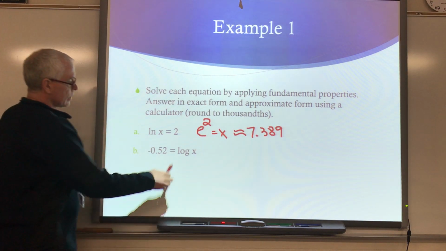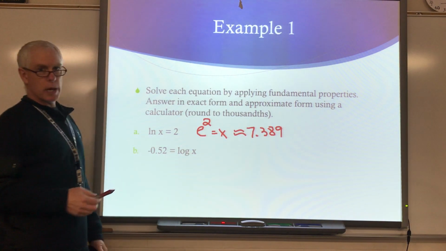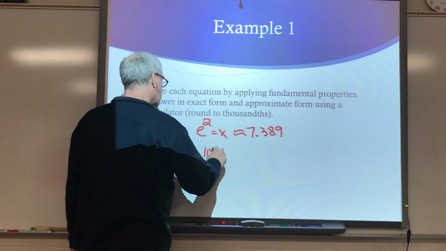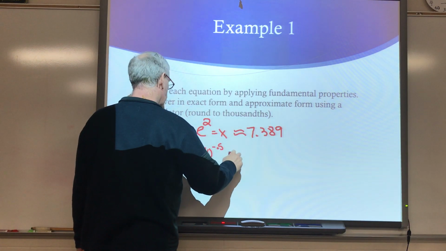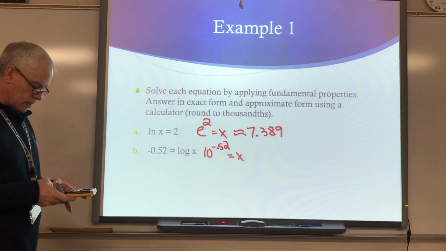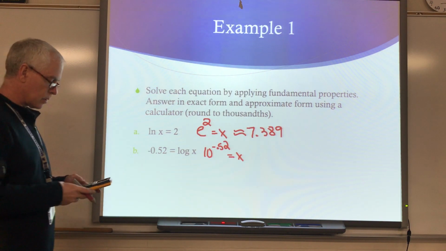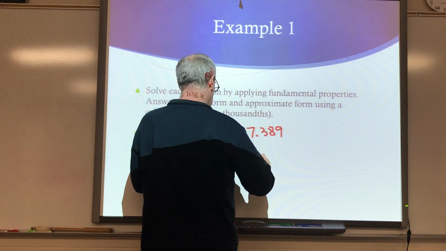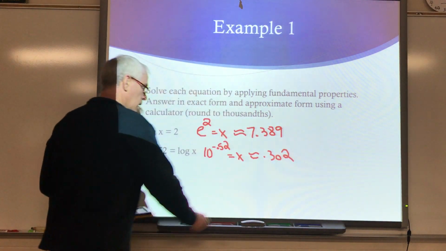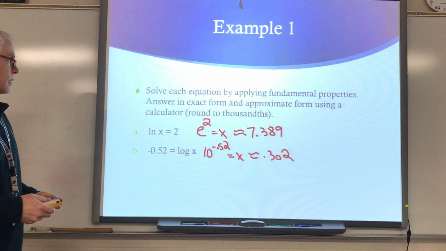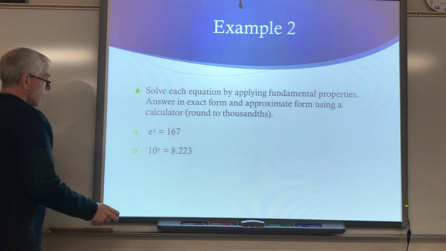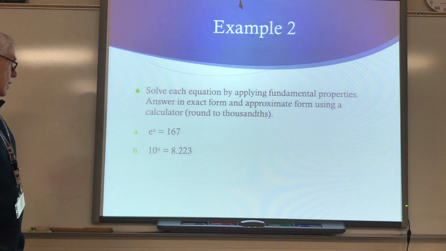Okay? The second one, log, if it's not given a base, is base 10. That's the common log. So this would be 10 to the negative 0.52 equals x. And again, on the calculator, to the thousandth, that's going to be about 0.302. Okay, so the first couple ones, not so bad, right? You guys got this.